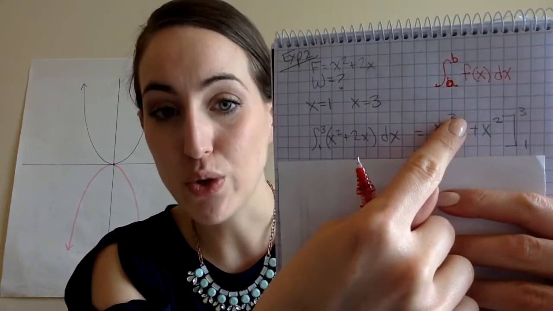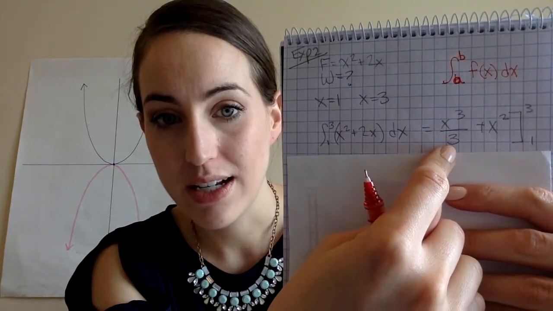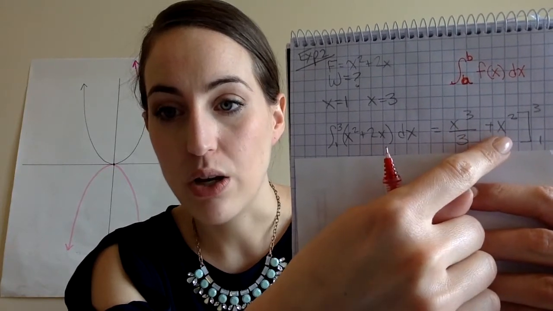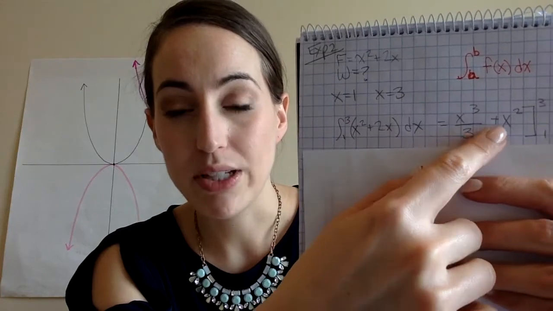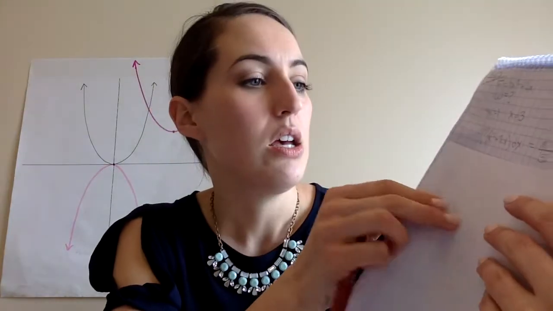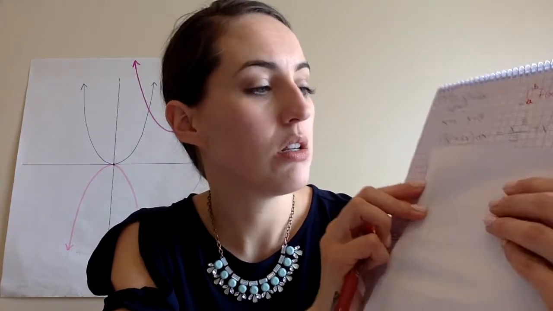So 3 cubed is 27. 27 divided by 3 is 9. Plus, so 9 plus, and then plug in 3 also here. 3 squared is 9. 9 plus 9 is 18. Okay? And then we have our bottom one, 1.